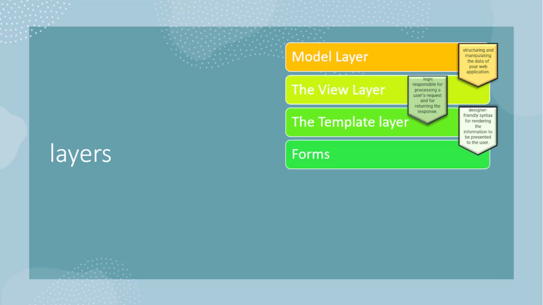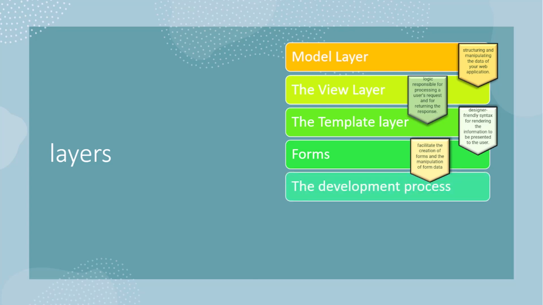The next layer is the forms layer. You may have worked with HTML forms, and the forms layer allows us to create forms and then manipulate the form data, either returning a response to the user or returning information back to the application for further processing. We then have the development process, and this layer provides us with tools for development and testing of our application.